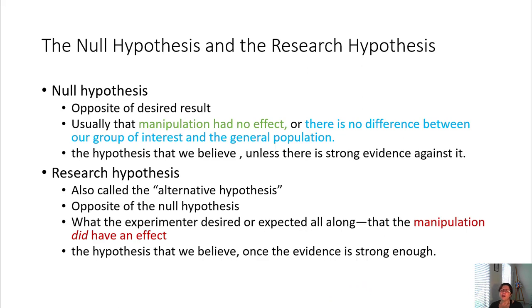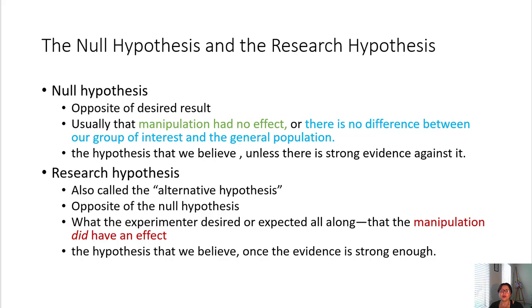Now, in hypothesis testing, we have the null hypothesis and the research hypothesis. The null hypothesis is the opposite of the desired result, what we are hypothesizing as a researcher or as a data scientist. We say that the manipulation had no effect, or there's no difference between our group of interest and the general population. This is the hypothesis that we believe unless there's strong evidence against it.